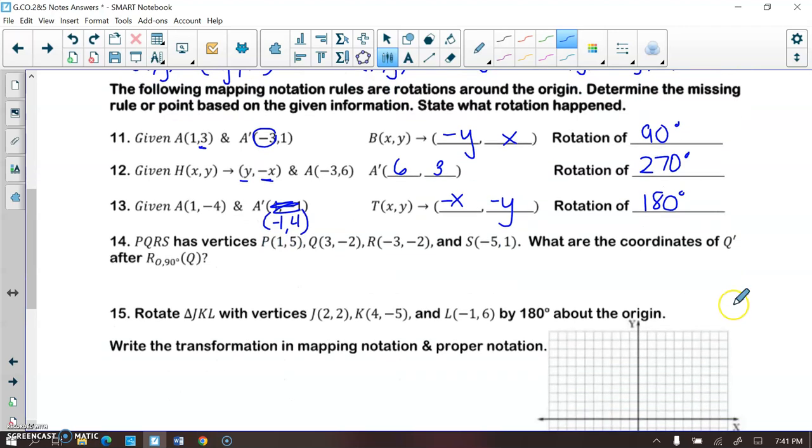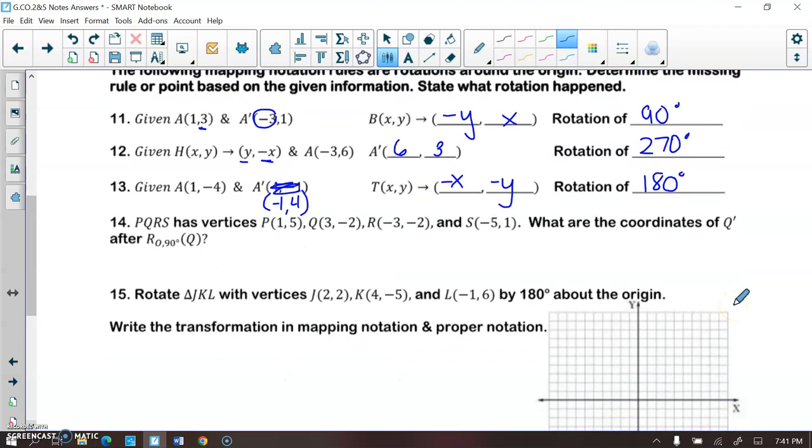Great, so looking at number 14, what are the coordinates of Q prime after a 90-degree rotation around the origin? So remember with Q prime, what we do is we make the y value into the opposite of itself, so it's going to become a +2, but then also we are going to flip my x and y around. So it's going to become a 2, 3 as my ordered pair.